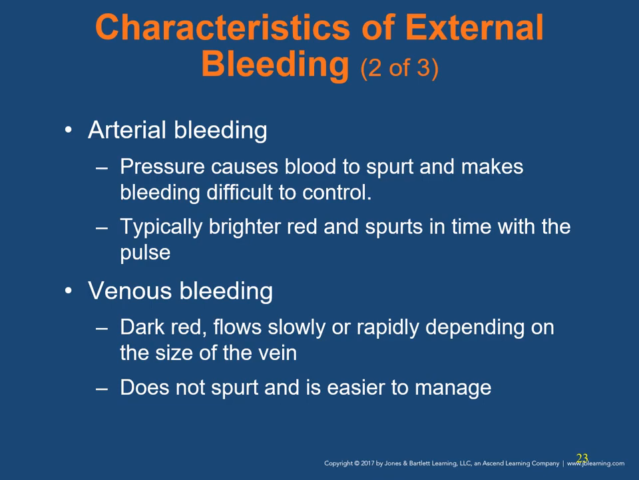Venous bleeding. Dark red, low in oxygen. Flows slowly or rapidly depending on the size of the vein. Does not spurt and is easier to manage. Can be profuse and life-threatening. More likely to clot spontaneously than arterial blood.